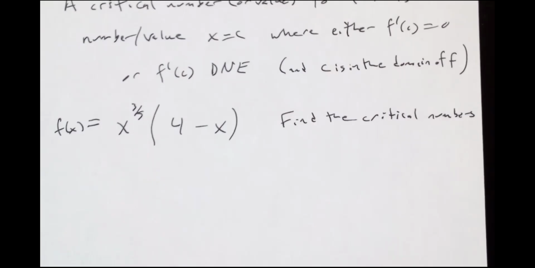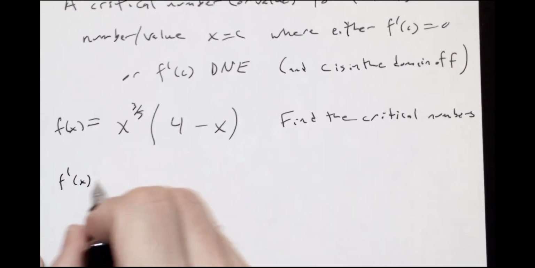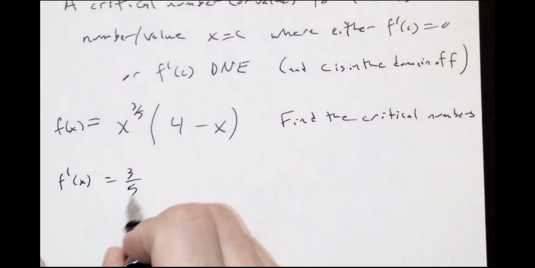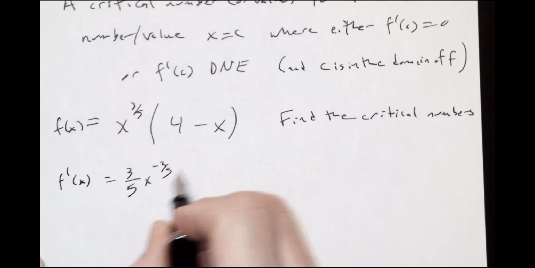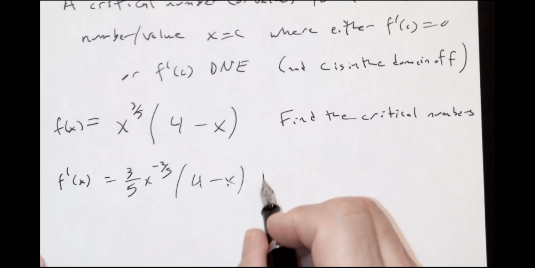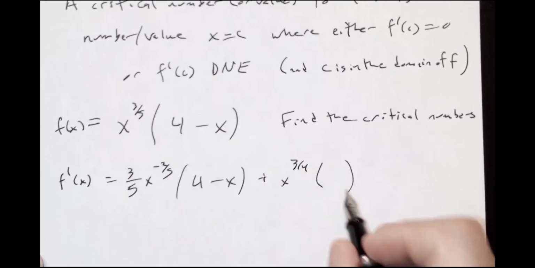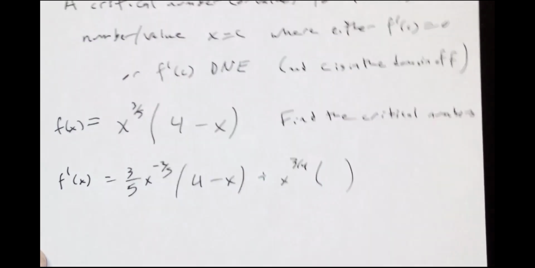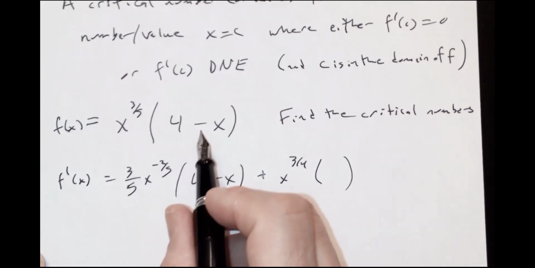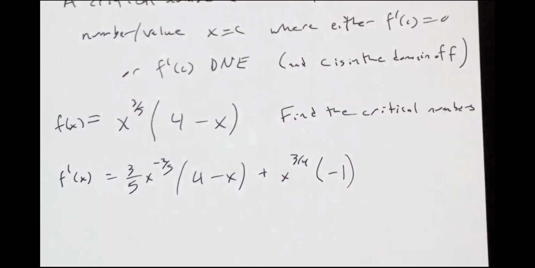And if you're doing it that way, it sounds like you're going to do the product rule, right? Derivative of the first times the second, derivative of the second times the first. So I get 3/5 x to the negative 2/5, and then I leave this part alone. And then I leave this part alone, and I take the derivative of this part. What's the derivative of 4 minus x? Great.